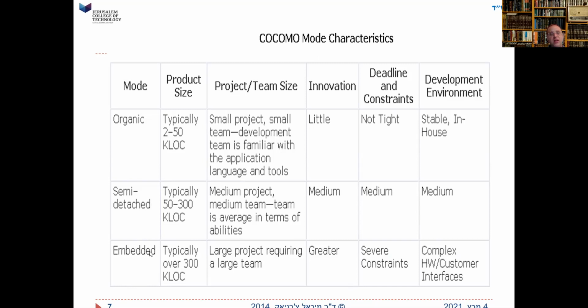When you think of embedded, think of designing the computer on board the spaceship that lands on Mars. It's embedded in the spaceship. It's for that purpose. It's got a lot of innovation. It's a brand new thing. Nobody ever did this before. You have a huge team working on it. You have severe constraints. It has to fit on that machine, it has to work at a certain speed, and it has to have certain energy usage because you don't want to drain the batteries of the spaceship. The development environment could be very complex. Hardware, complex hardware, customer interfaces. You have to be able to access it directly from Mars to here, and it has all kinds of interfaces and complicated hardware.